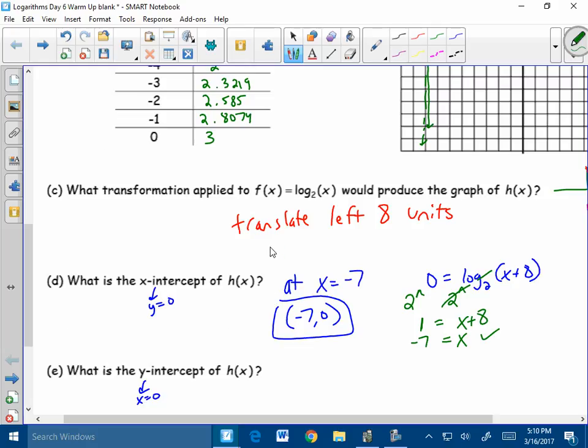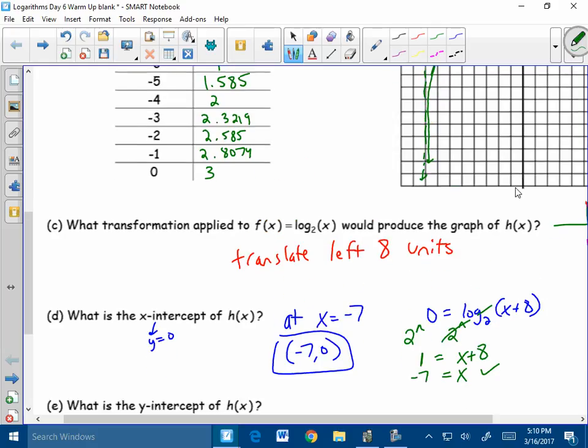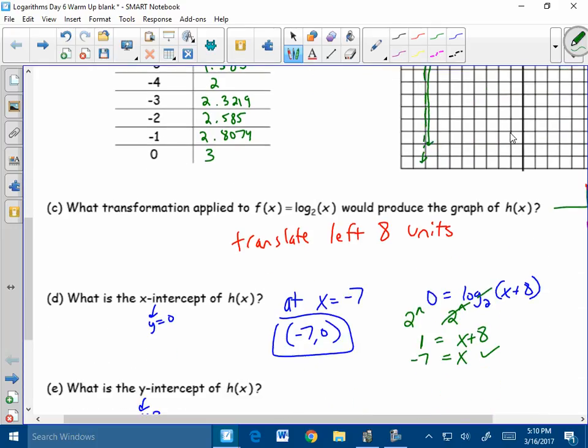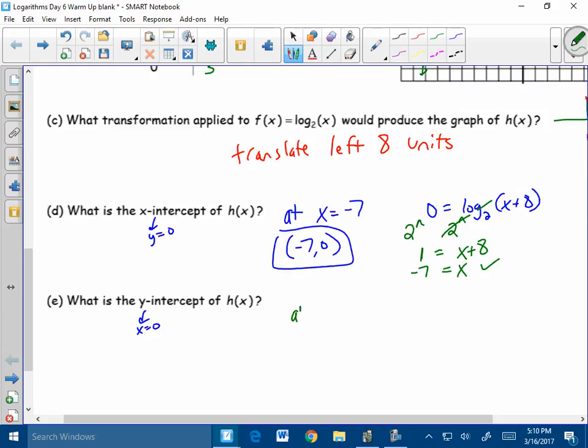So several ways to figure out that x-intercept, and if you didn't have the picture, you could do it algebraically. And then the same sort of thing with the y-intercept, right? The y-intercept is all about when x is 0. So in my table, I can see I've got the point (0, 3). On my graph, I can see I've got the point (0, 3). All right, so when x equals 0, y equals 3, so I've got (0, 3) for my y-intercept.